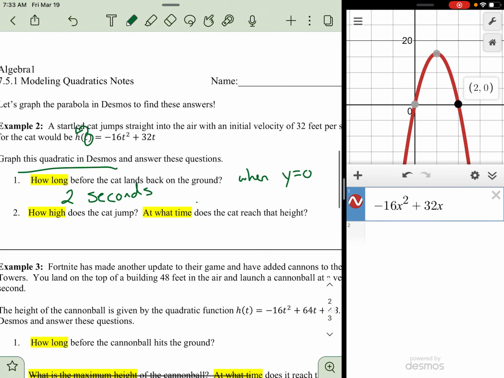Okay. How high does the cat jump? Well, that's pretty easy. You go to the vertex, and what's the total feet? 16 feet. And at what time does the cat reach that height? Well, as you can see in that ordered pair, 1, 16, it would be after 1 second.